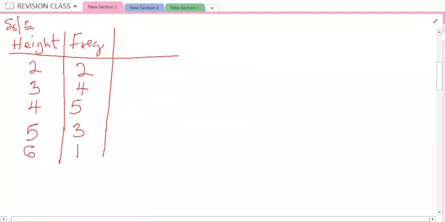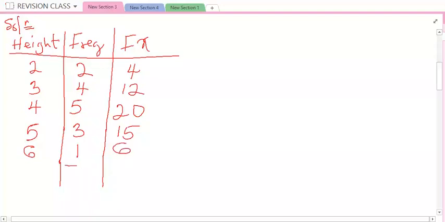Now, if we want to calculate the mean, we need to open another column, and we'll call the column fx. And what does fx mean? It means you use the data to multiply the frequency. So what's the data? 2. What's the frequency? 2. 2 times 2 will give me 4. What's the data? 3. What's the frequency? 4. 3 times 4 will give me 12. 4 times 5 will give me 20. 5 times 3 will give me 15. And 6 times 1 will give me 6.